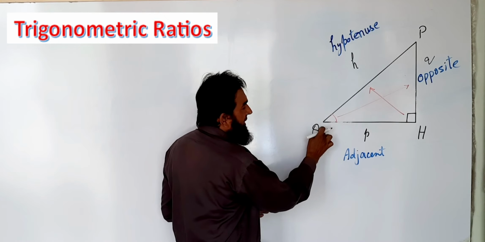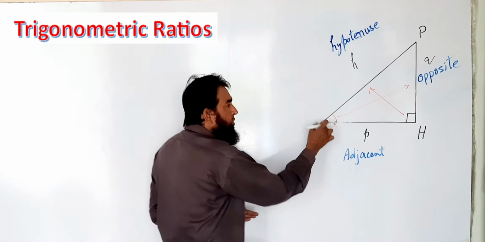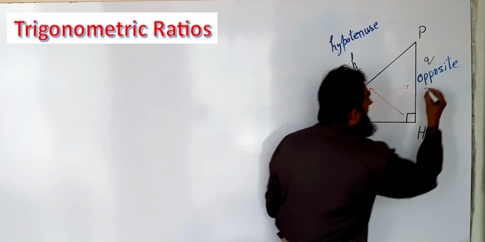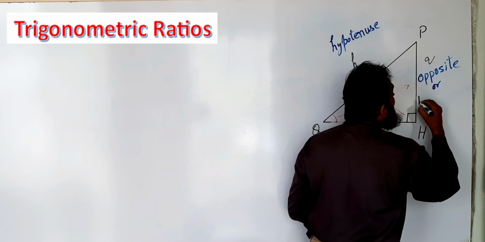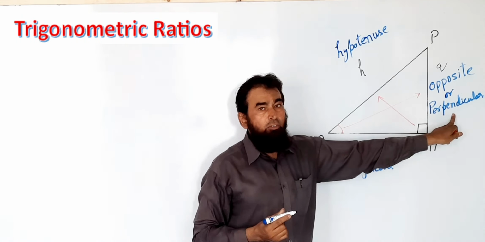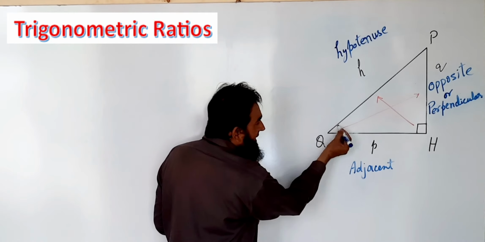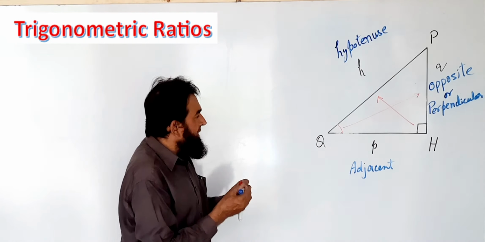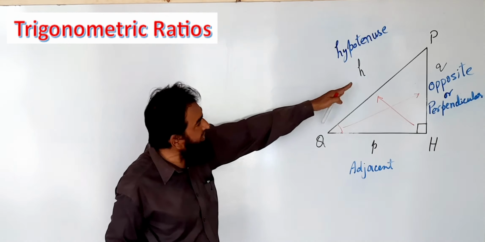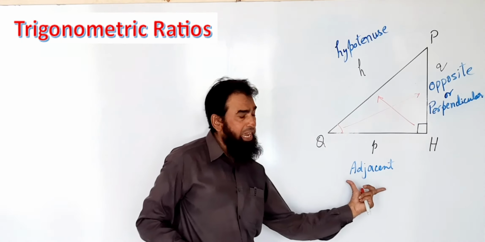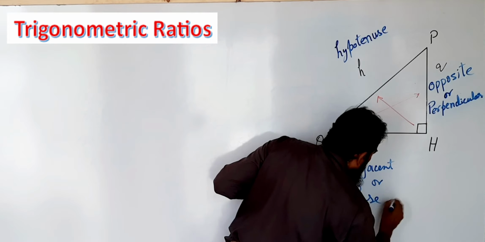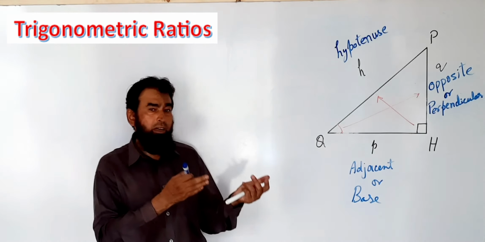So against this angle Q, because I am considering angle Q at this time, the side opposite to angle Q is called opposite. Or we can also say this side is the perpendicular, like in the case of the Pythagoras theorem. Now, there are two sides adjacent to Q. One is the hypotenuse, and the remaining side is named adjacent, or it is called base, like you have named it in the Pythagoras theorem.